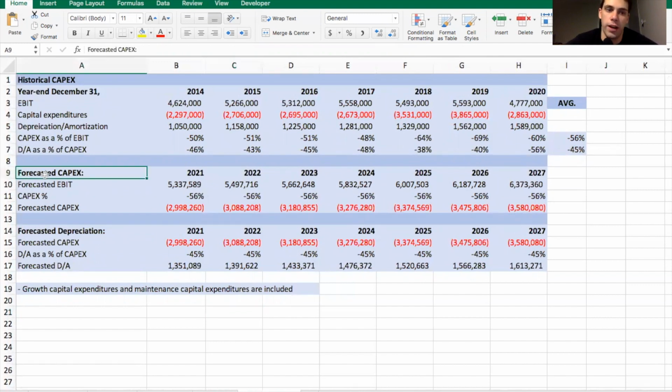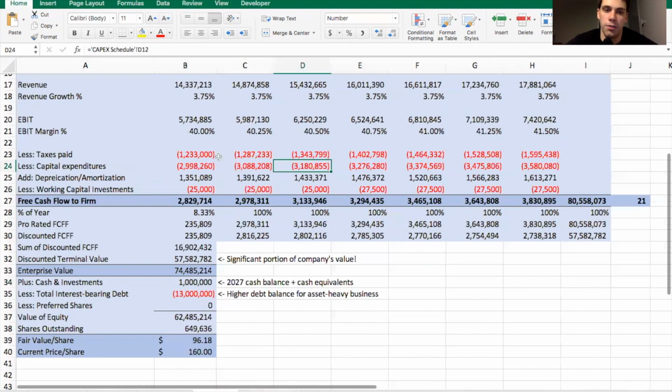So you can see I have forecasted CapEx and forecasted depreciation. It looks complicated, but it's really super simple. I just took some historical figures here. I determined what their CapEx has been historically as a percentage of EBIT, and you can see it was rather consistent, in that mid-50% range. Then I took depreciation and amortization as a percentage of CapEx. Again, it's pretty consistent, and I just took the averages of what those were. And then I used that, as we can see here, I took 56% of their EBIT, so all the forecasted EBIT numbers that I have here.